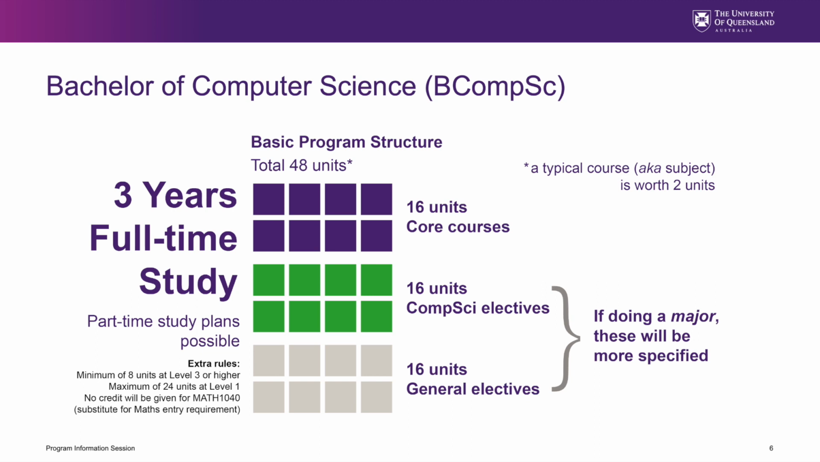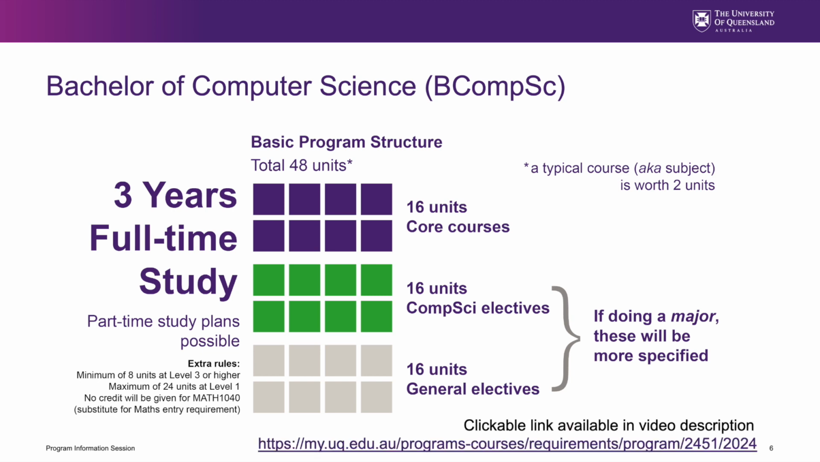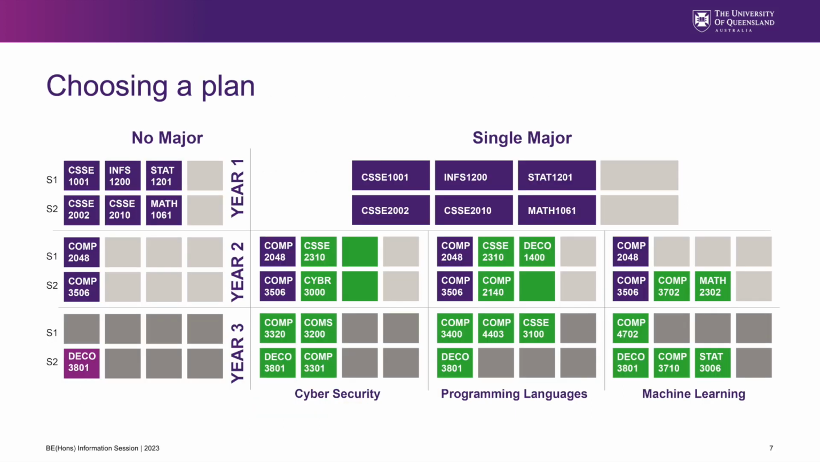No credit will be given for Math 1040. This is a substitute for the maths entry requirement to the program. If you're unsure about anything related to the rules of your program, you can find the formal program rules at the link provided here. There are a range of options in defining your journey through the Bachelor of Computer Science.